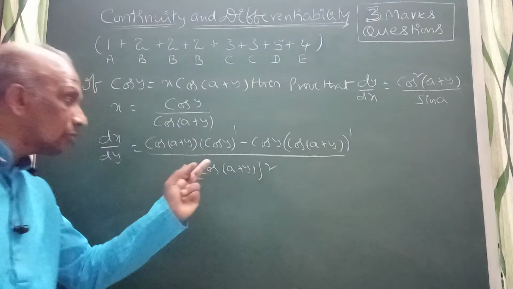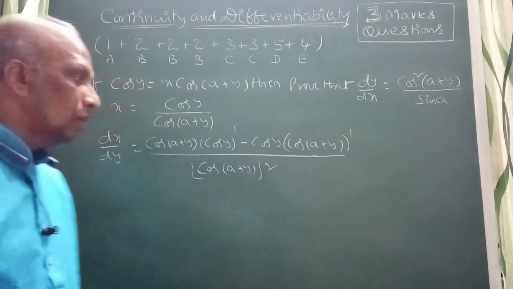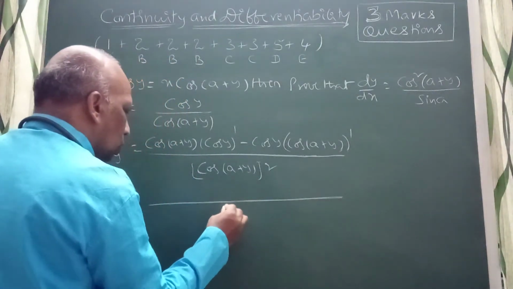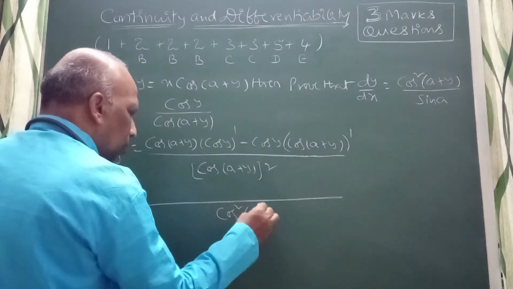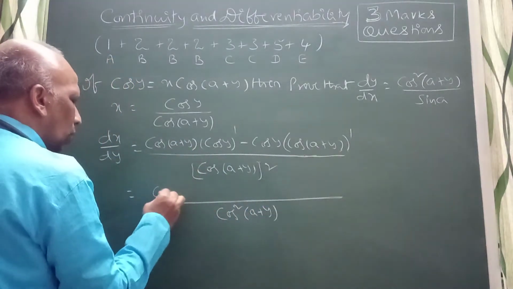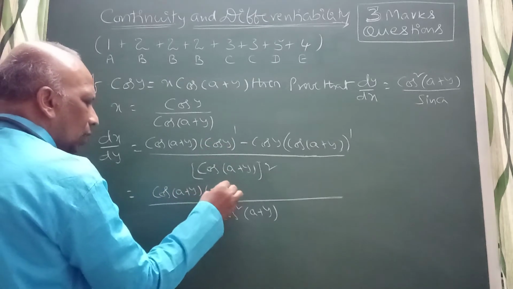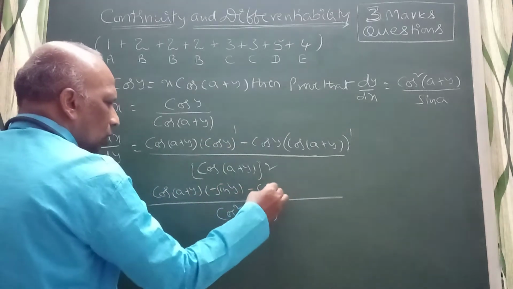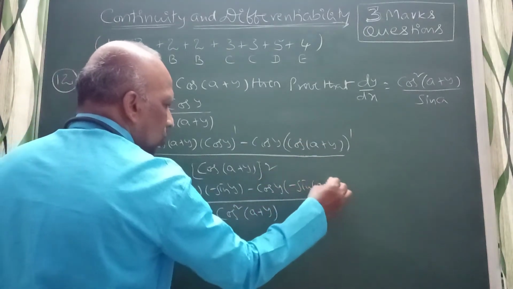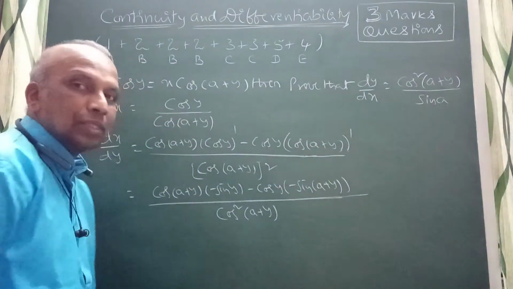U by v square: v into derivative of u minus u into derivative of v. Now I can write the denominator will become cos square of (a plus y). This one you can see is cos of (a plus y). Derivative of cos y is minus sin y. Derivative of cos of (a plus y) is minus sin of (a plus y) into derivative of (a plus y).